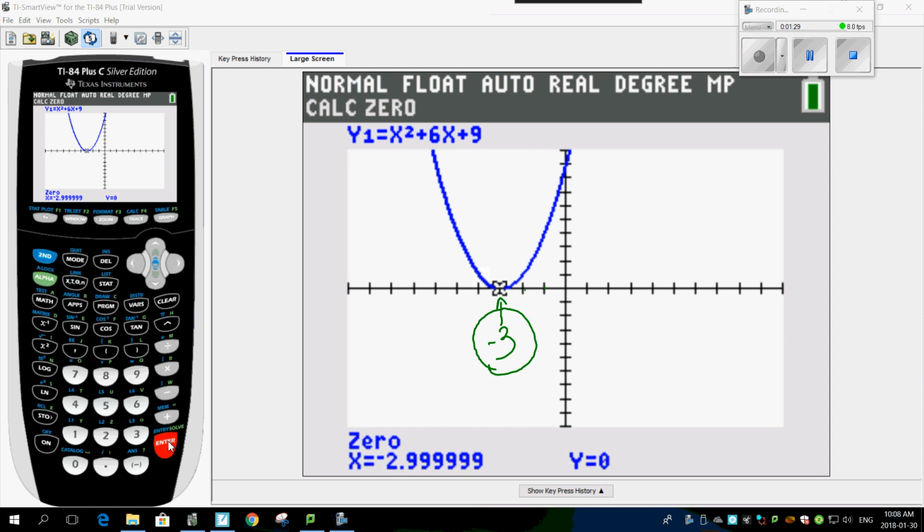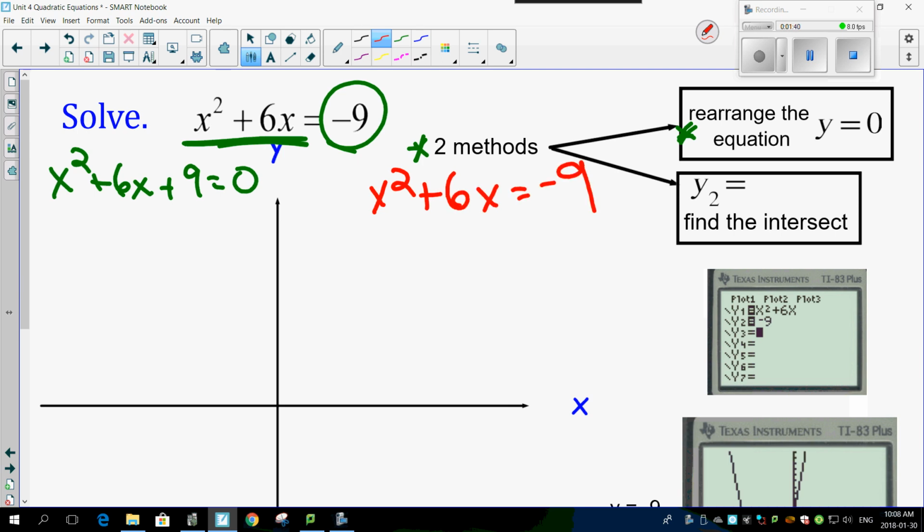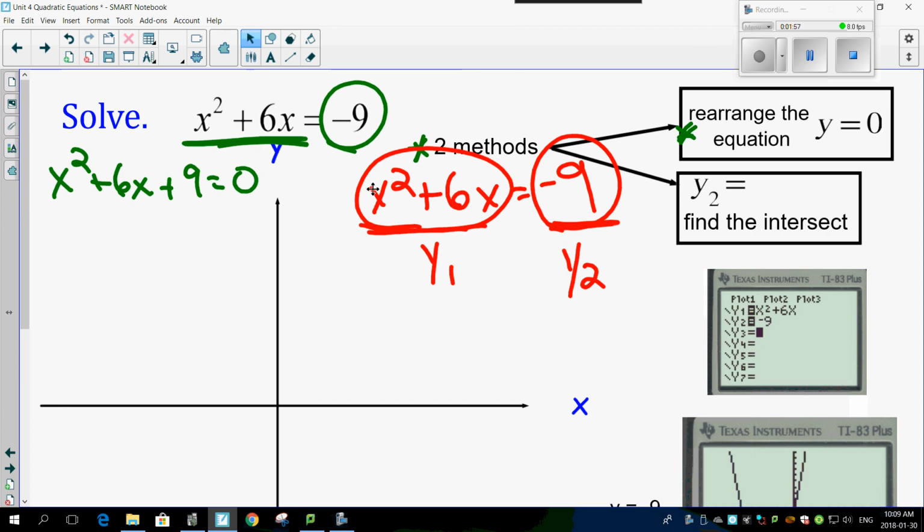But what happens if I didn't move this over? What would happen if I left this as x squared plus 6x equals -9? What can I do now? Well, simply, you can just take this guy, make that y1, take this guy and make that y2. Why can you do this? You're going to make these separate equations. Watch what happens when you do that on your calculator.